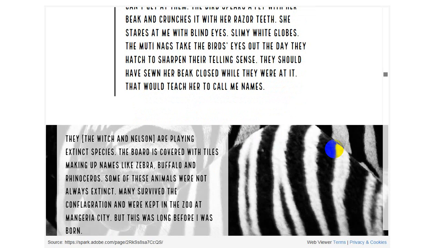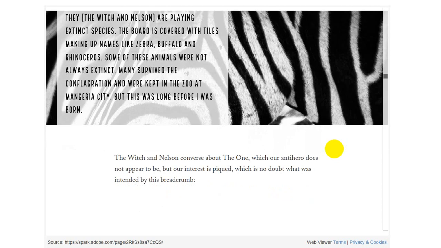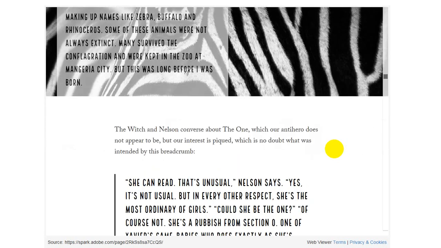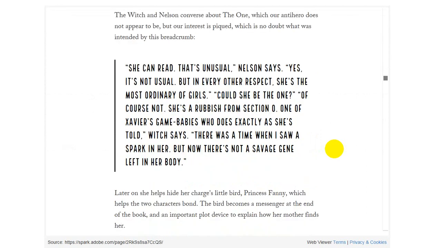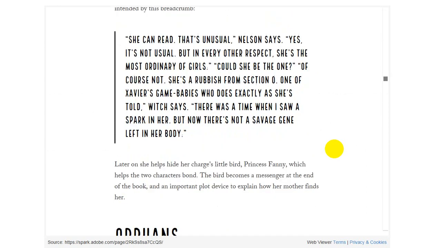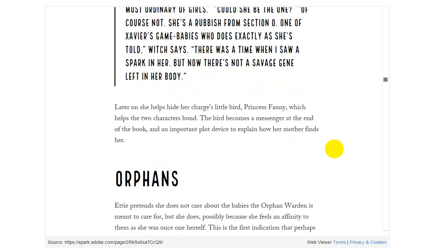This is very typical of Etty's narration. What she says to people and what she tells us in her head often are in stark contrast. And the witch is playing a game with Nelson called Extinct Species, and we learn that the animals that did survive were kept in the zoo and were eventually eaten because food was so scarce. And Nelson notices that she can read and how unusual this is, but the witch says that she can't be the one. She just doesn't have a savage gene left in her body. She can't be the one that they're looking for.